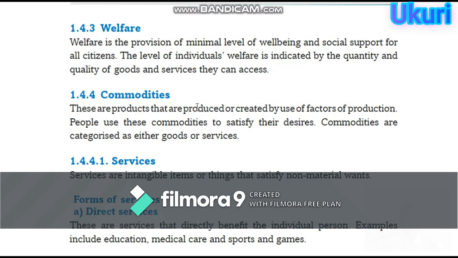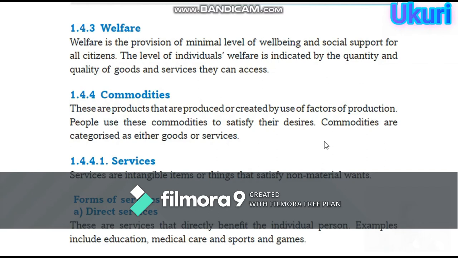Now, what are commodities? These are products that are produced or created by use of factors of production. People use these commodities to satisfy their desires. Commodities are categorized as either goods or services. Commodities ni ibintu aba producer cyangwa se abakozi b'ibintu runaka bakoresha mu buryo bwo gukora icyo bita factors of production. Kandi factors of production nibo bakora icyo bita goods and services. Meaning commodities combine goods and services. Hari service baguha, hari goods, imyenda, ibyo kurya, bigiye bitandukanye, ibyo byose nibyo bigize icyo bita commodities.